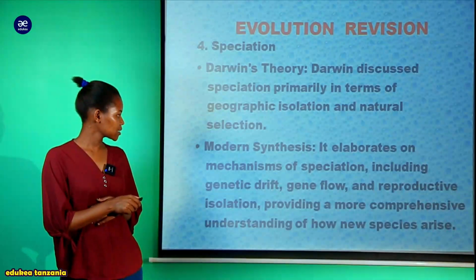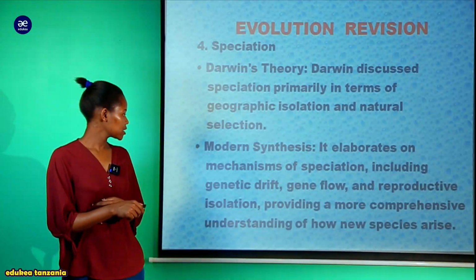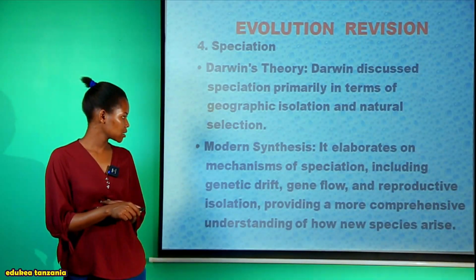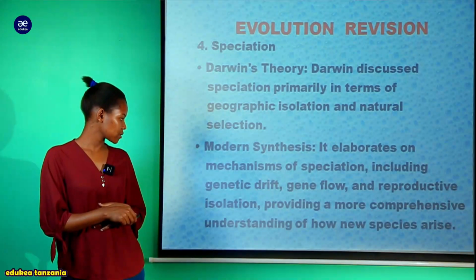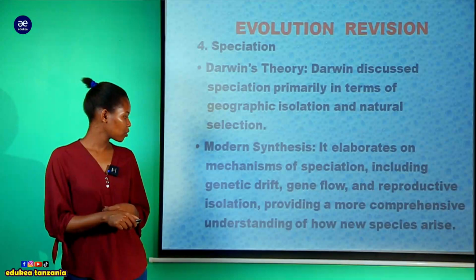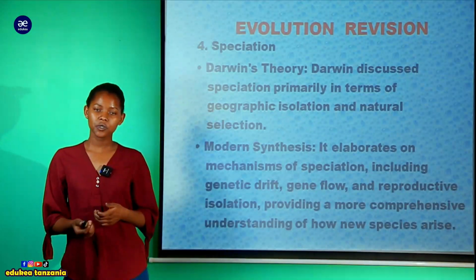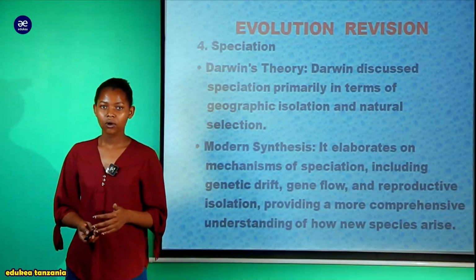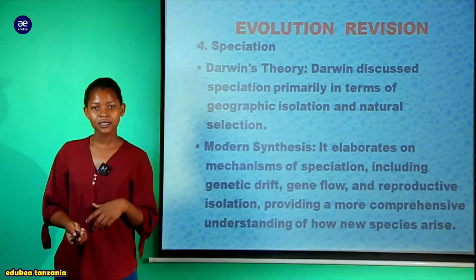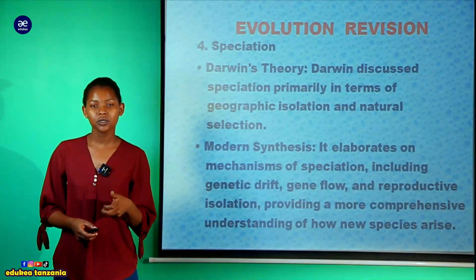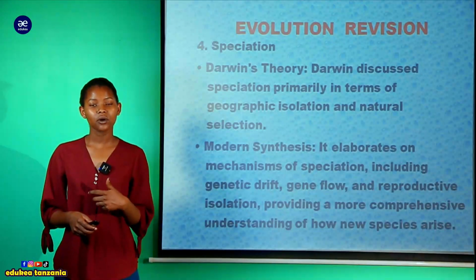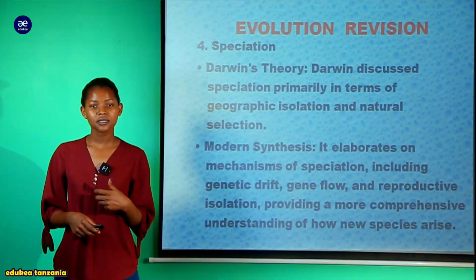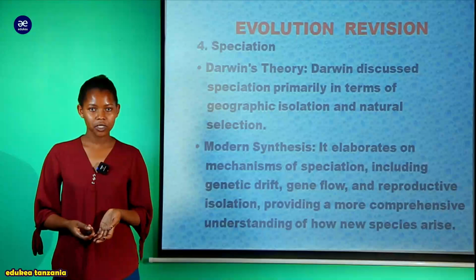But on modern synthesis, it elaborates on mechanisms of speciation, including genetic drift, gene flow, and reproductive isolation, providing a more comprehensive understanding of how new species arise. That's how the modern synthesis theory takes a continuation from where Darwin ended. Alikoishia Darwin ndo ambako modern synthesis theory will take continuation.